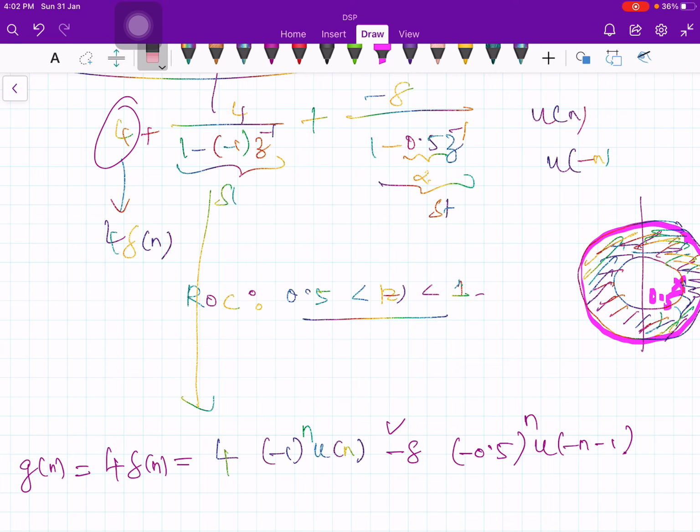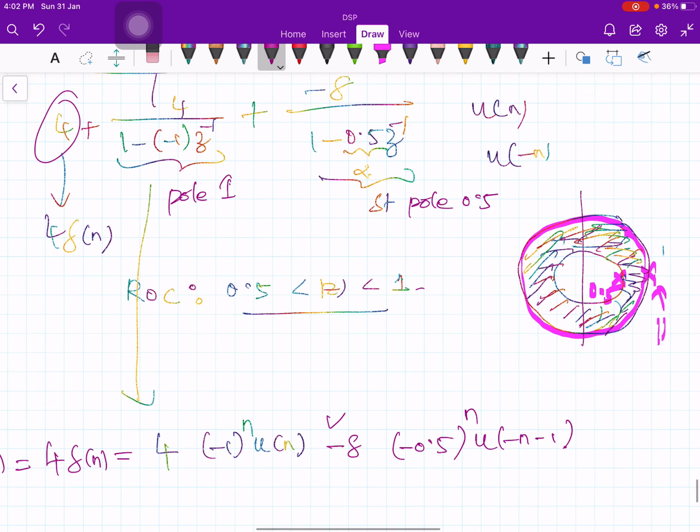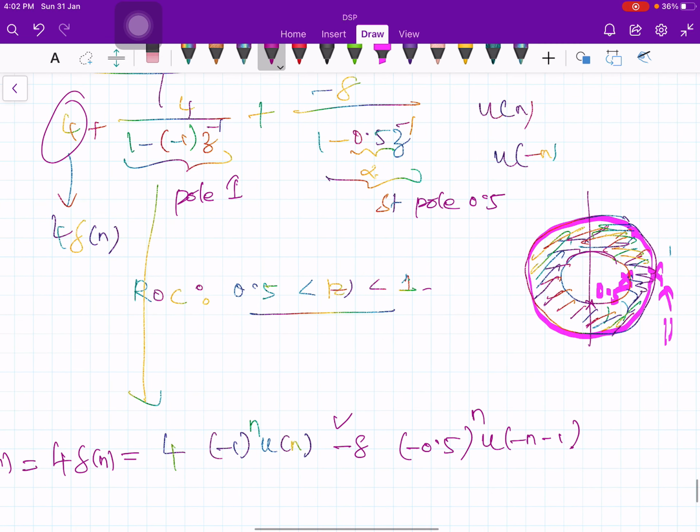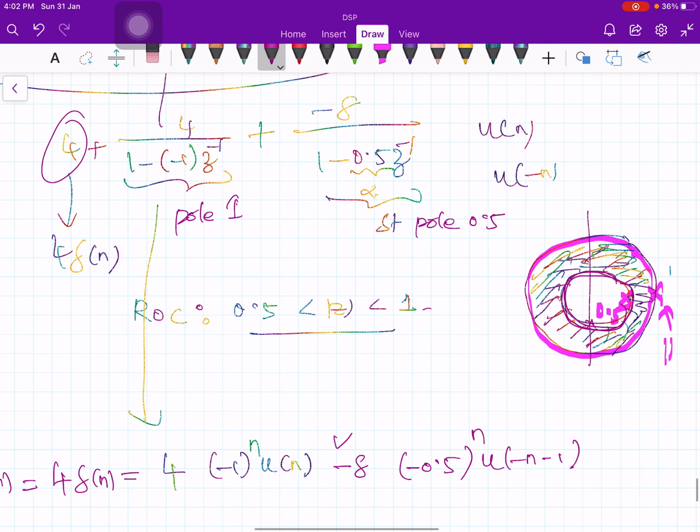I made a mistake. I'm sorry. Now, what is the pole? The pole is 1 here. And what is the pole here? The pole is 0.5, so the inner circle is 0.5 radius. So this is my pole. This is my circle. Therefore the ROC is outside of the unit circle, so this one is a right-sided sequence.